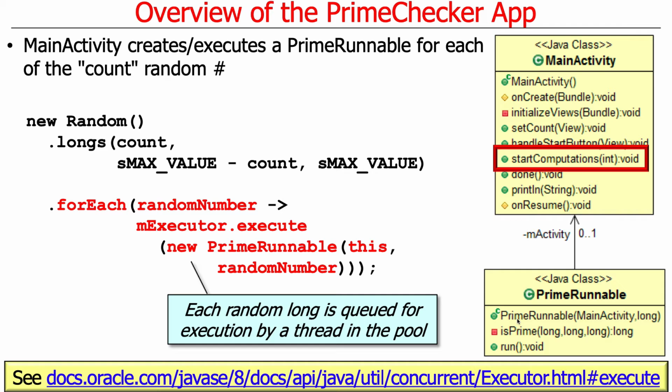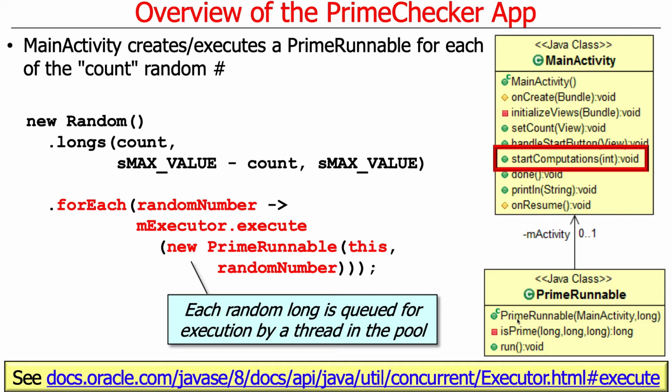This is just a Java 8 forEach method. You can see what it's going to do is, for each random number in the stream, execute this object. And here's a new PrimeRunnable. We'll talk about what PrimeRunnable is in a second. What it basically does is wrap that random number up in something that can do the computation to see whether or not the number's prime.